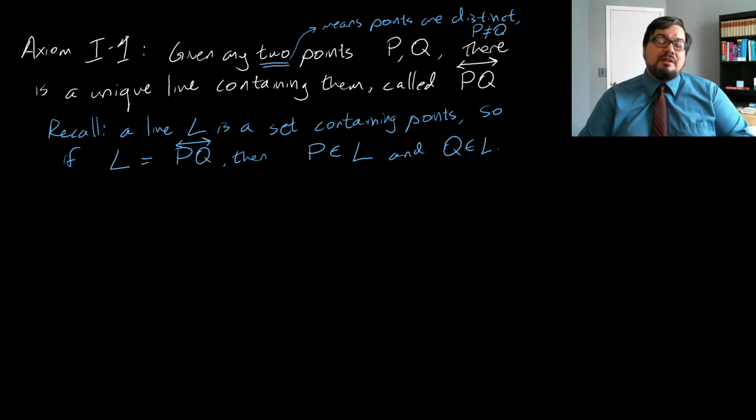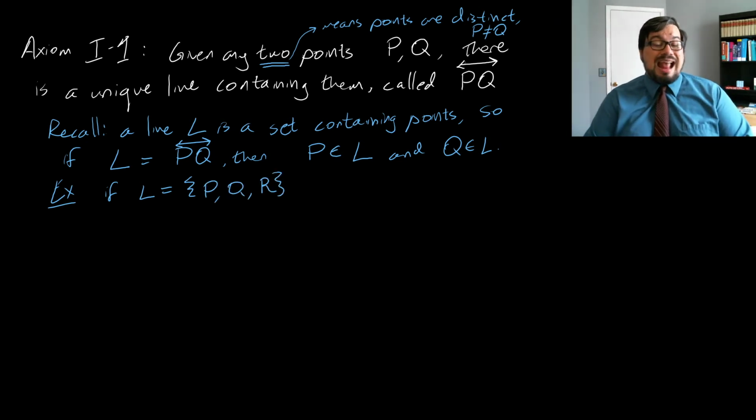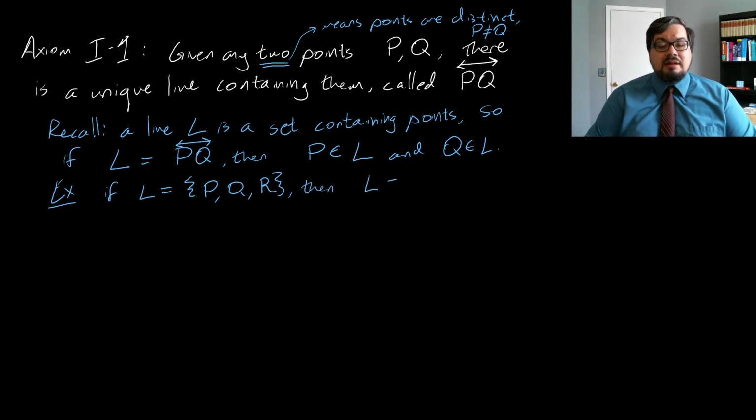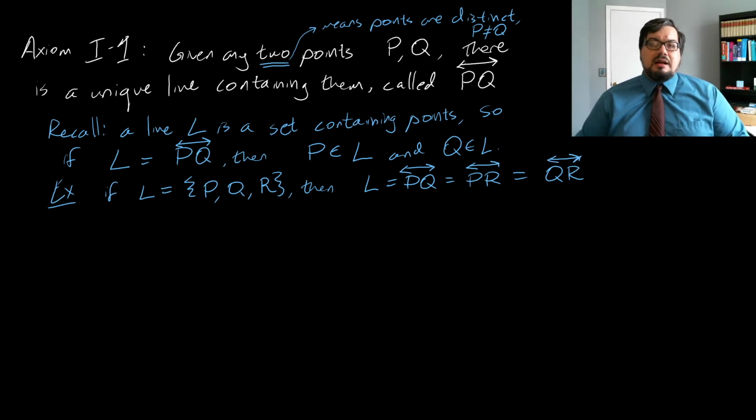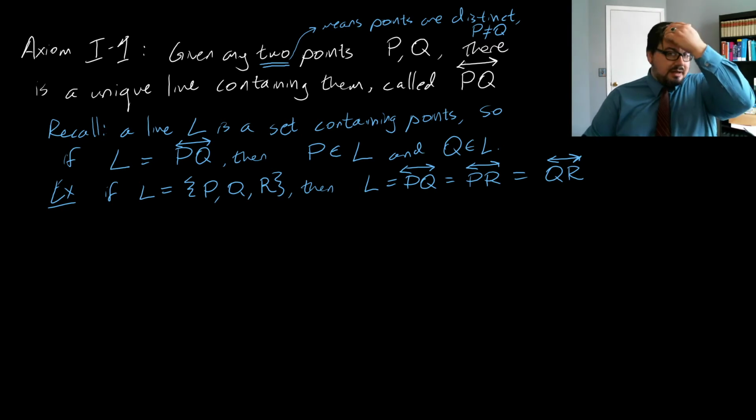Also, note that this description of the line L is not necessarily unique. So for example, if L is the set containing the points P, Q, and R, then L is the line containing P and Q, but it's also the line containing P and R, and it's also the line containing Q and R. We'll actually use this reasonably often in the course of the class, that if you take any 2 points on a line, then you could write down that line as the line containing those 2 points in this notation. All right, so that's our first axiom. Given any 2 points, there is a unique line containing them.